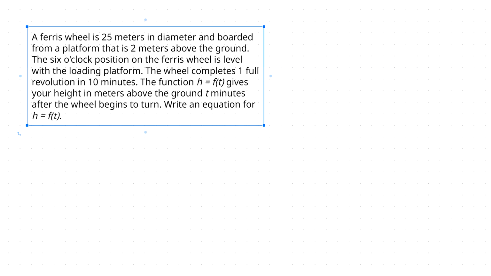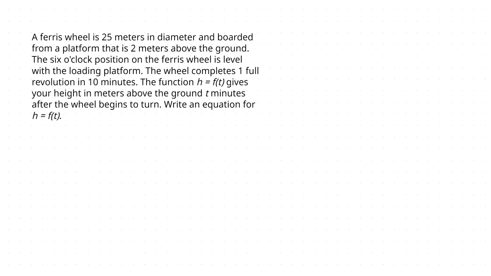Let's take a look at a typical problem we might see in our section dealing with sine and cosine graphs. We have a Ferris wheel that is 25 meters in diameter and is boarded from a platform that is 2 meters above the ground. The 6 o'clock position on the Ferris wheel is level with the loading platform, and the wheel completes one full revolution in 10 minutes.